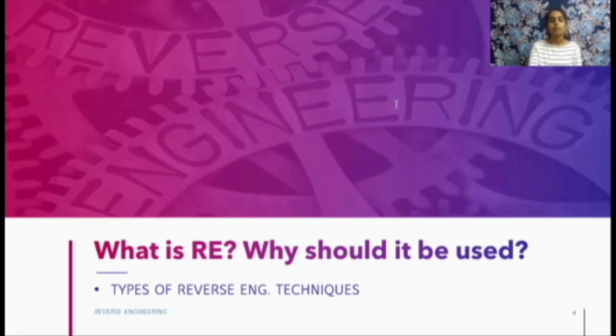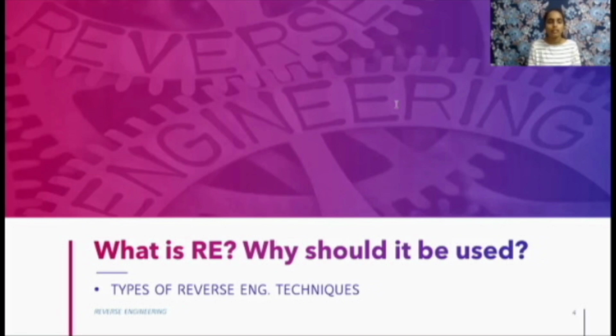Reverse engineering can be viewed as a process of analyzing a system to identify the system's components and their relationships. There are two types of reverse engineering techniques: black box reverse engineering and white box reverse engineering. Black box is studying the products without examining their inner structure and functions, whereas white box is studying the inner structure and the functions.